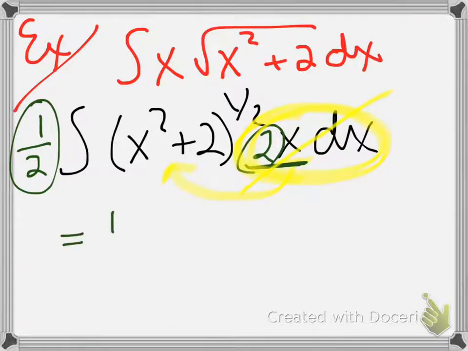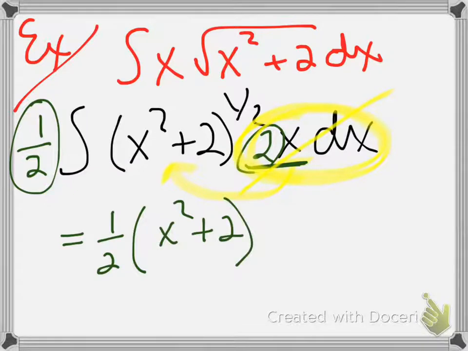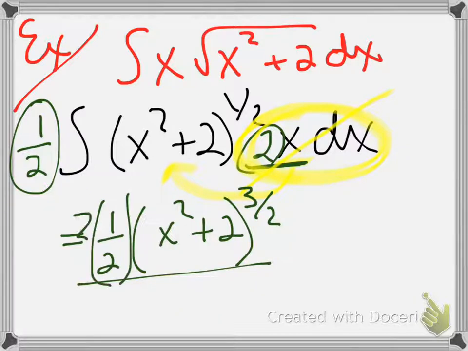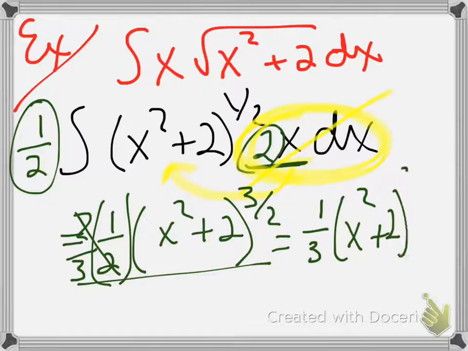So my solution is going to be 1/2 times x squared plus 2 was to the 1/2 power. Now it's going to be to the 3/2 power, and we're going to divide that by 3/2. But of course, when you divide by 3/2, it really means we're going to multiply by 2/3. So I'm going to put that up here at the front. And I'm going to go ahead and simplify it a little bit. The 2's are going to cancel. So this is going to be 1/3 x squared plus 2 to the 3/2 power plus c.